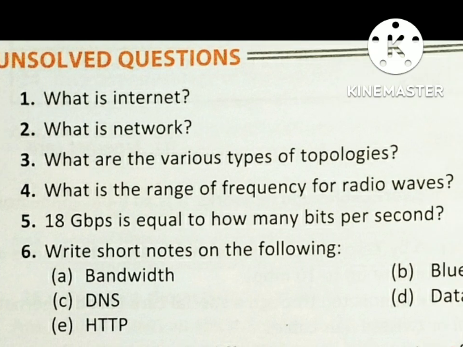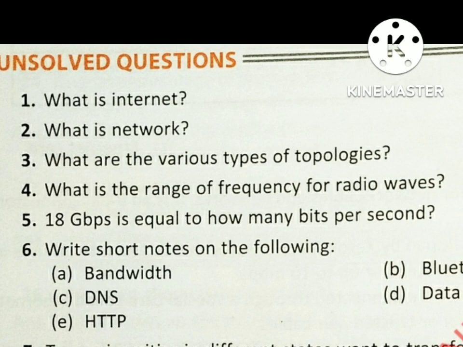Now our fourth question is, what is the range of frequency for radio waves? So as you all know, it is from 3 kilohertz to 1 gigahertz. Now moving on to the next question, 18 Gbps is equal to how many bits per second? So it's 2 raised to power 30 bits per second.